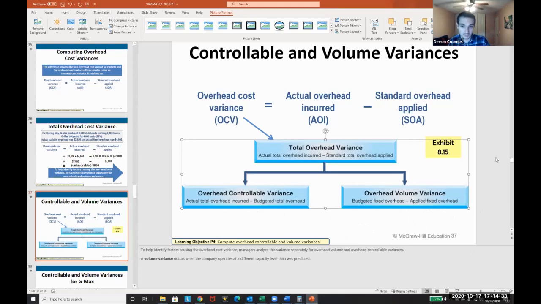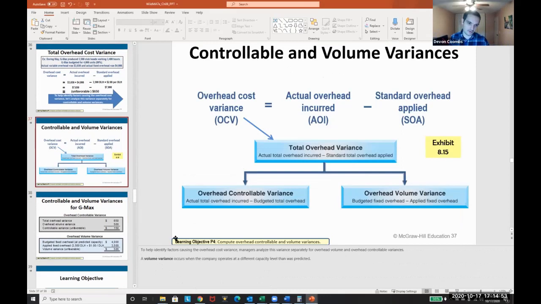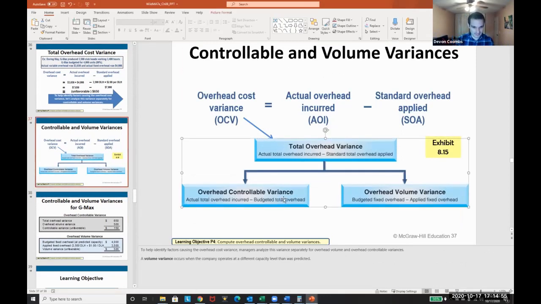Both of those together will equal our actual total overhead minus our total overhead applied, right? That's the difference here too. This isn't what we estimated, it's what we applied. So make sure we understand those differences. Applied is what we used our predetermined factory overhead rate to do, right? And what we spent and estimated is our actual versus our standard rate.